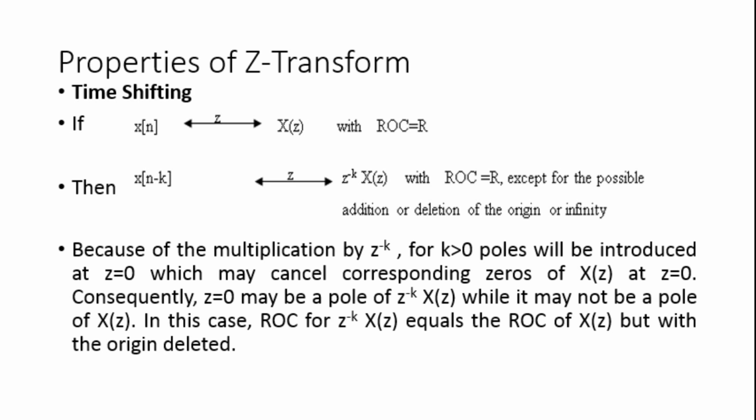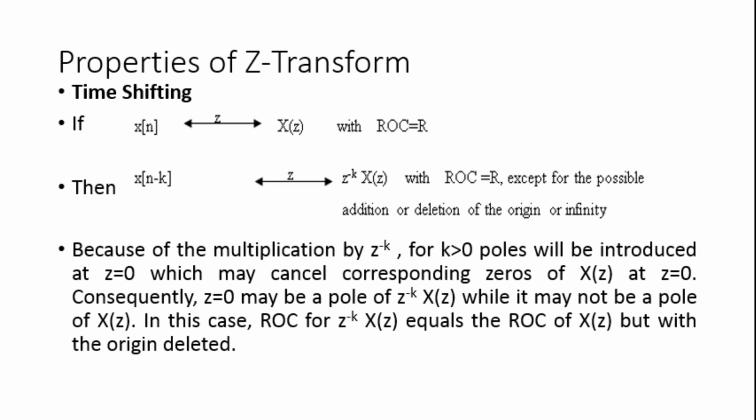Next property is the time shifting property. If we take the z transform of x of n, we get X of z with ROC equal to R. Then the z transform of x of n minus k is z to the power minus k into X of z, with ROC equal to R, except for the possible addition or deletion of the origin or infinity.